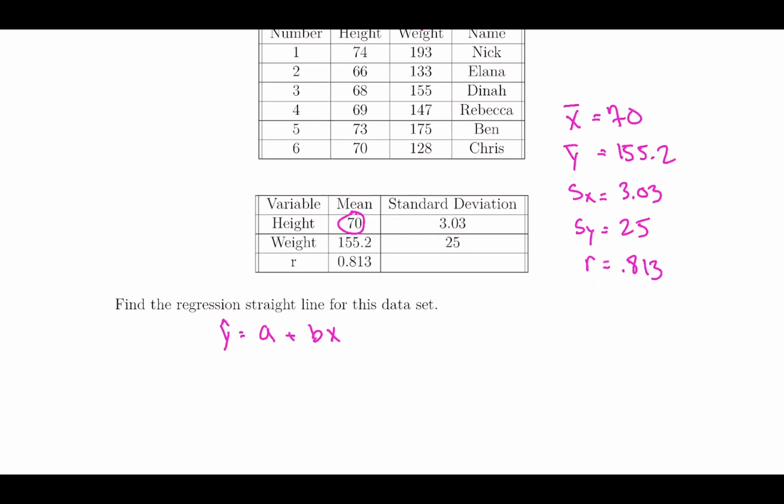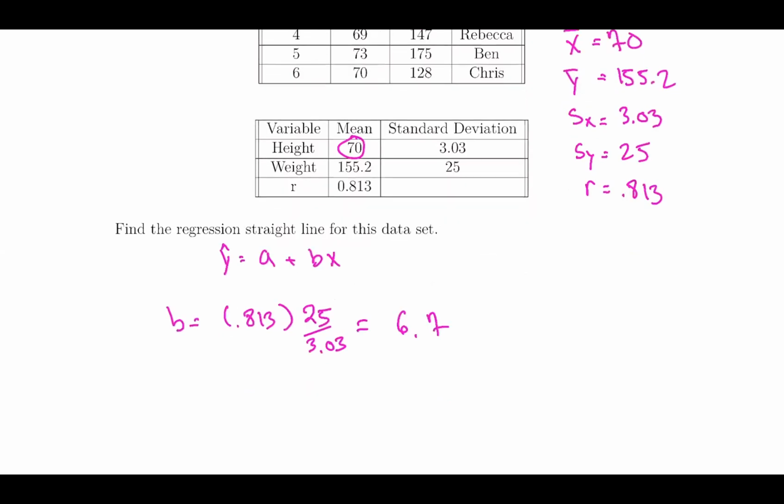If we want to find the slope, you want to get r, which is 0.813. Multiply this by the standard deviation of y, which is 25, all divided by the standard deviation of x, which is 3.03. So for this one, we'll do 0.813 multiplied by 25 divided by 3.03. So you get 6.7 as your slope. So up next, what you want to go ahead and do is find the y-intercept.